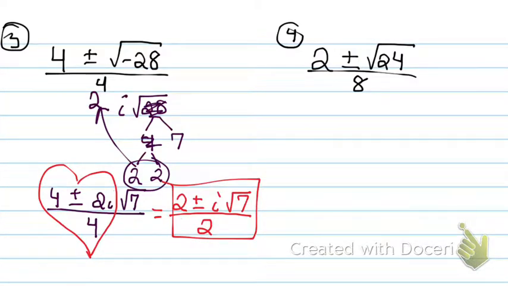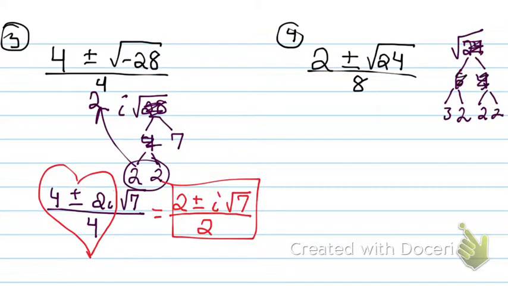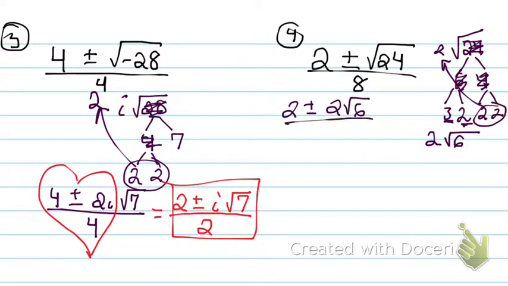Let's look at this last example. We have the square root of 24. So I'm going to go over to the side and break that one down to be 6 times 4. And then 6 is 3 times 2. 4 is 2 times 2. And then for every pair, you take 1 out. I have a pair of 2s, so I'll take out a 2 in front. Now I do have 2 leftovers, and I hope you remember you're supposed to multiply them. So that's going to leave me with 6 under that square root. So what I'm really looking at is 2 plus or minus 2 square root of 6 over 8.